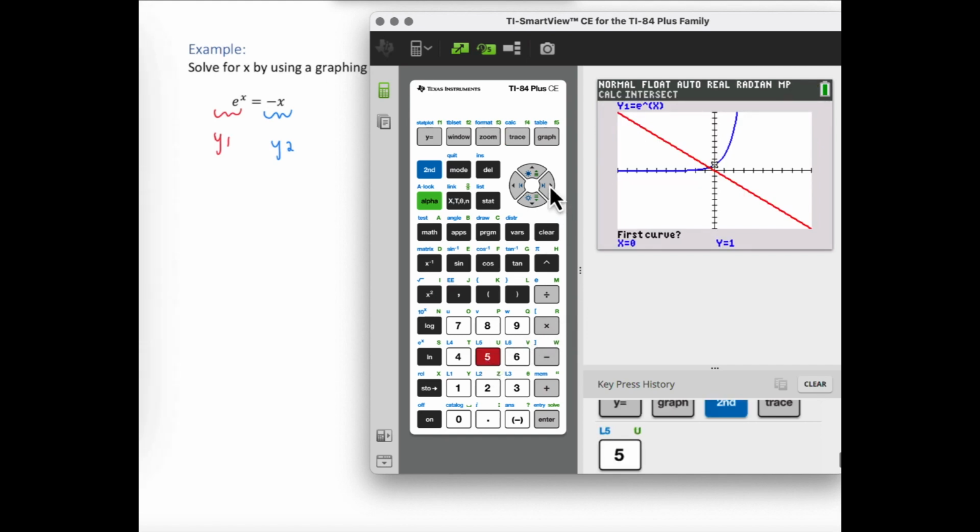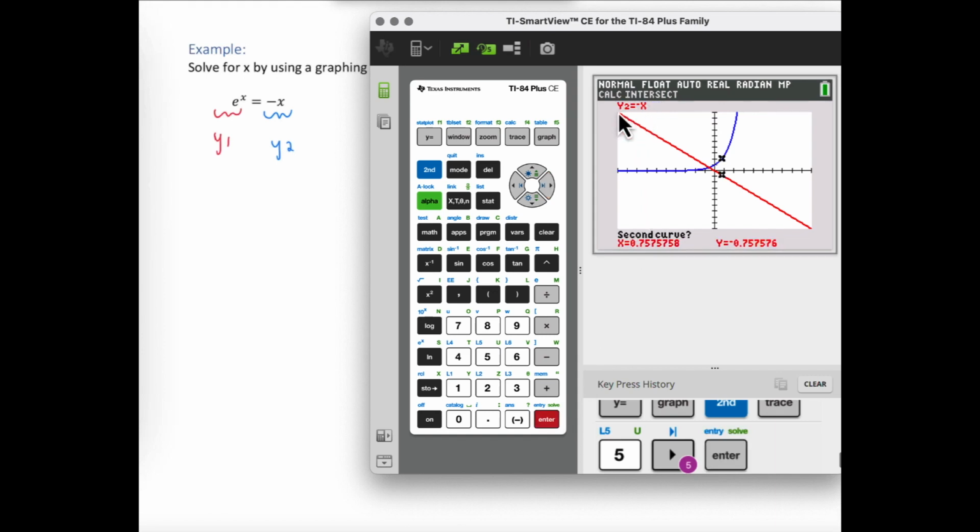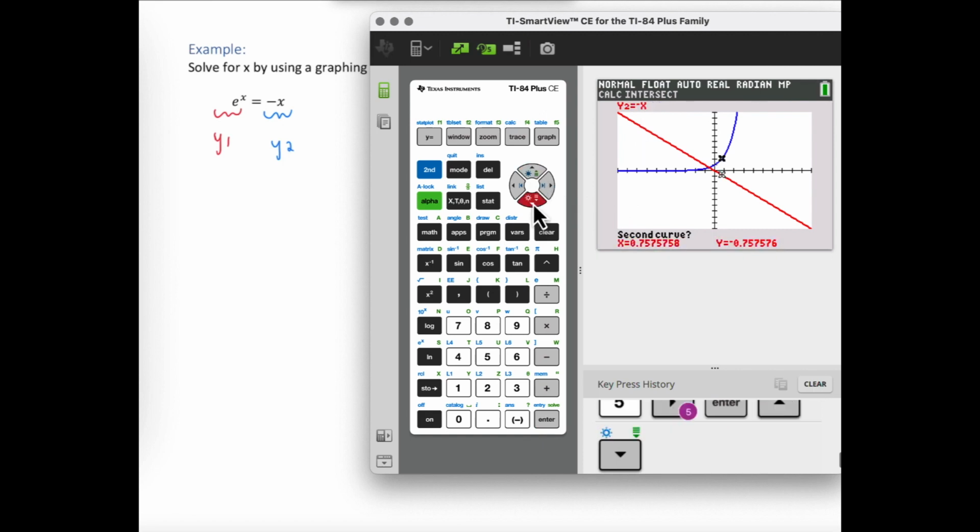Now I can see that my cursor is on the first curve. I also can see that it's on the function that is in y1. So that is the first curve of the intersection that I'm interested in. I tell my calculator yes by hitting enter, and then it automatically jumps to the other function that's in y2. If this were not correct, I could go up and down to change the function that my cursor is on, but this is the other function that I'm interested in, so I'm just going to hit enter to say yes again, and then I'm going to move my cursor towards my guess point.